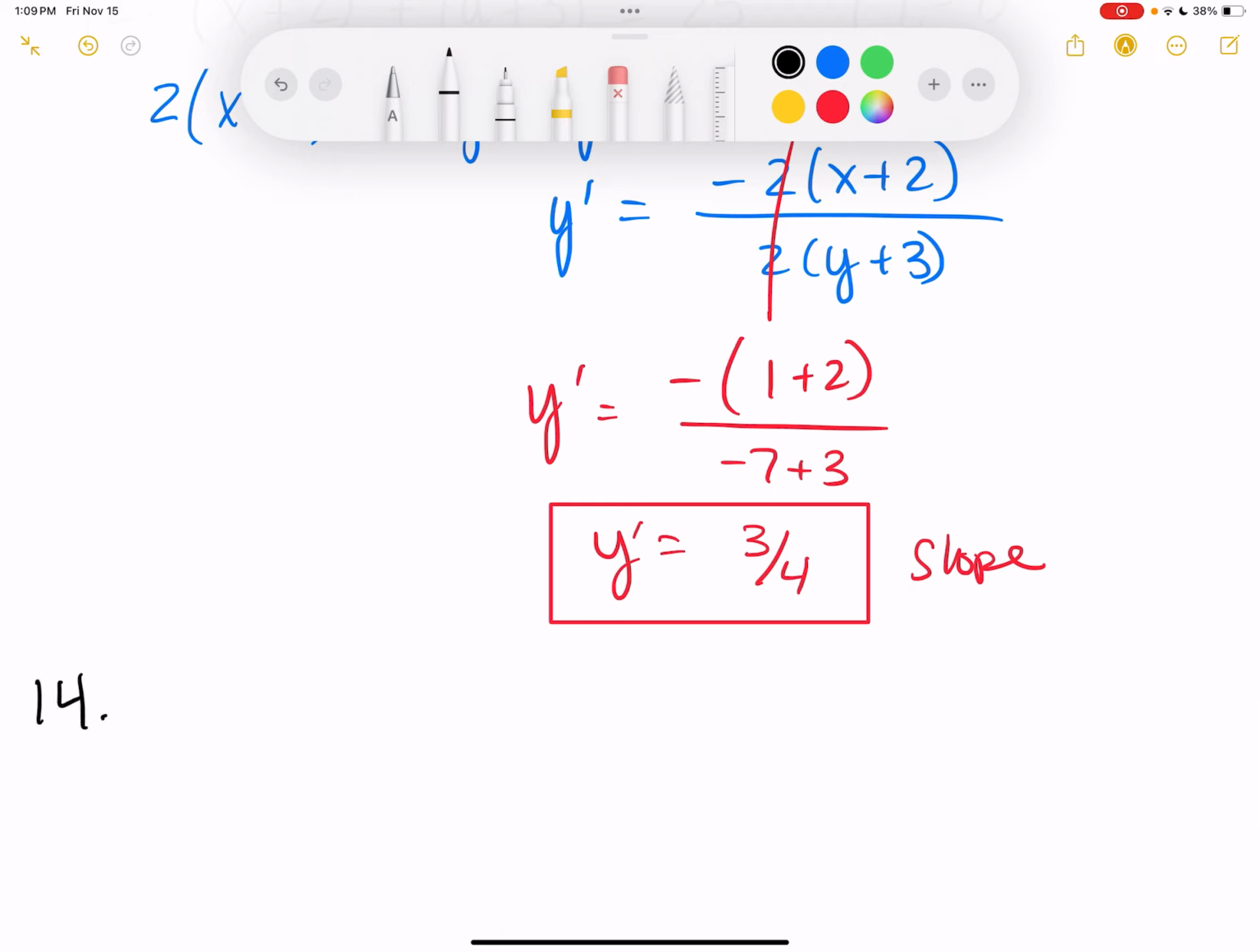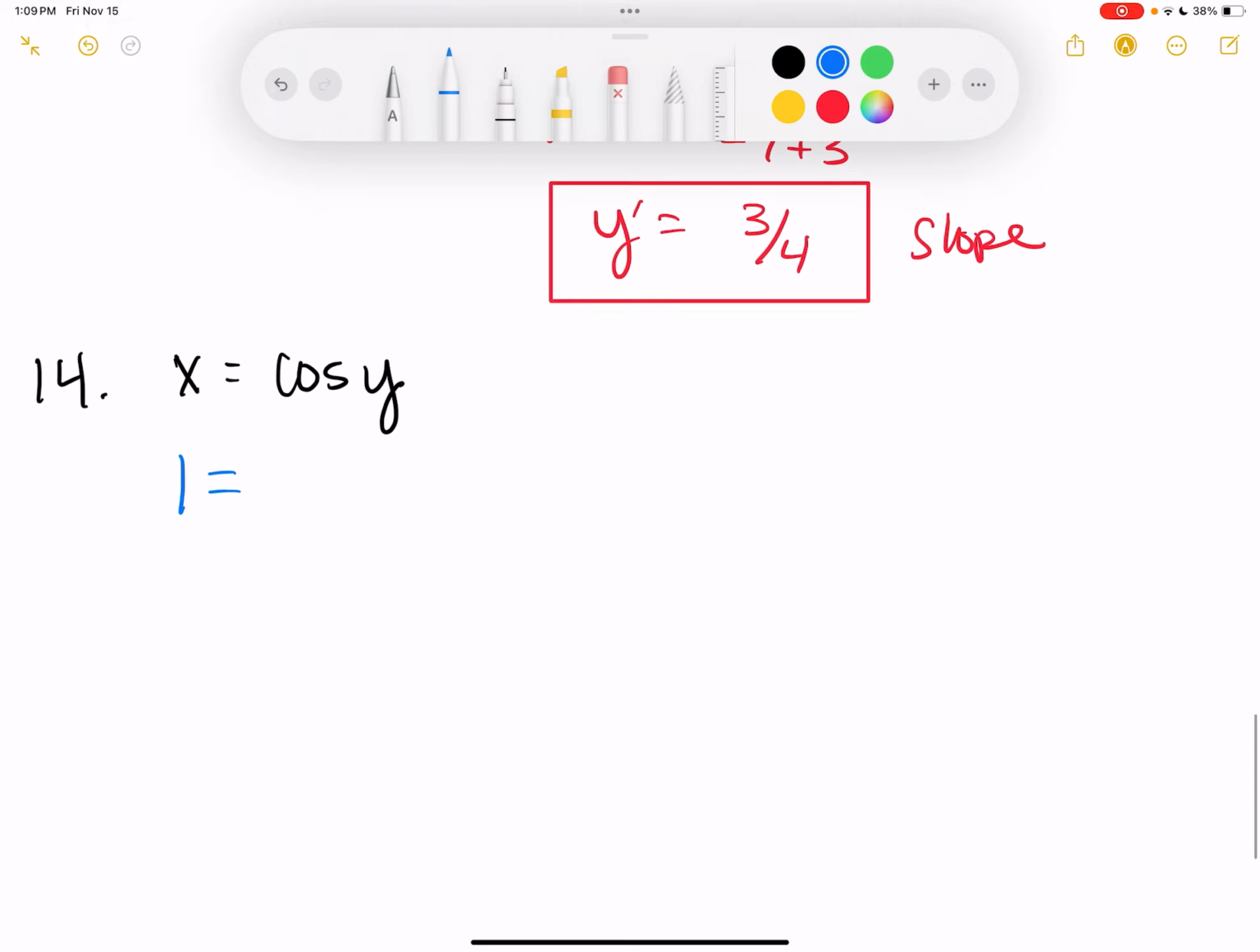Find where the slope of the curve is defined. So x equals the cosine of y. So we need to take the derivative. What is the derivative of this? Say 1 equals negative y prime sine of y. So I'm going to divide by negative sine of y.